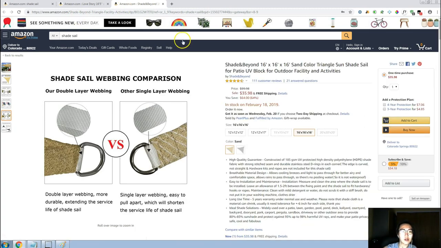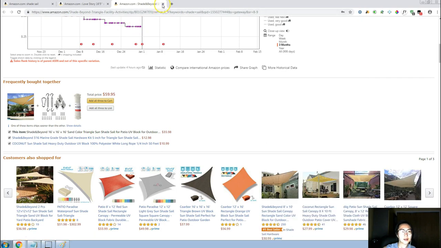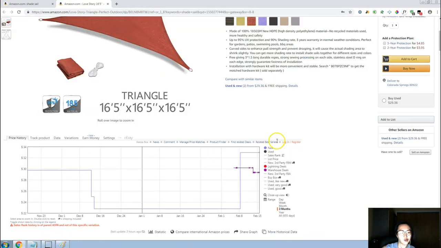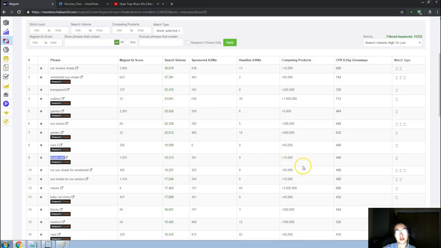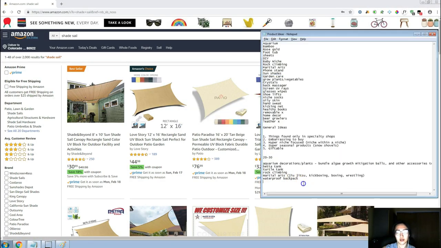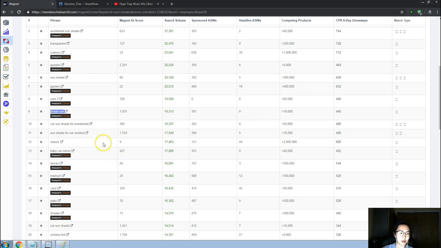Shade, sail, webbing. What am I looking at? Hooks, clasps, and wire. Put it on the list. I don't know. We'll put it on the list. It's probably not going to make it, but we'll just add it on the list.